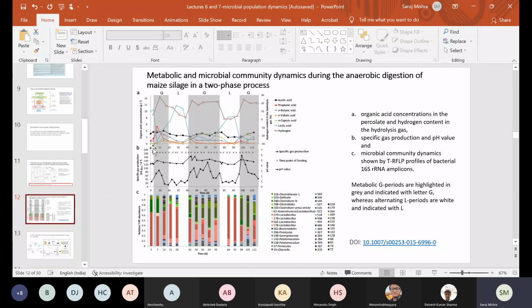In red, as you see here, you are looking at the profile of propionic acid, butyric acid, caproic acid, lactic acid, and hydrogen. Hydrogen is a gas. So right here, you will see, for example, that you will have gas, and in blue, you have lactic acid right here. So is this clear to everybody as to how to interpret the data?